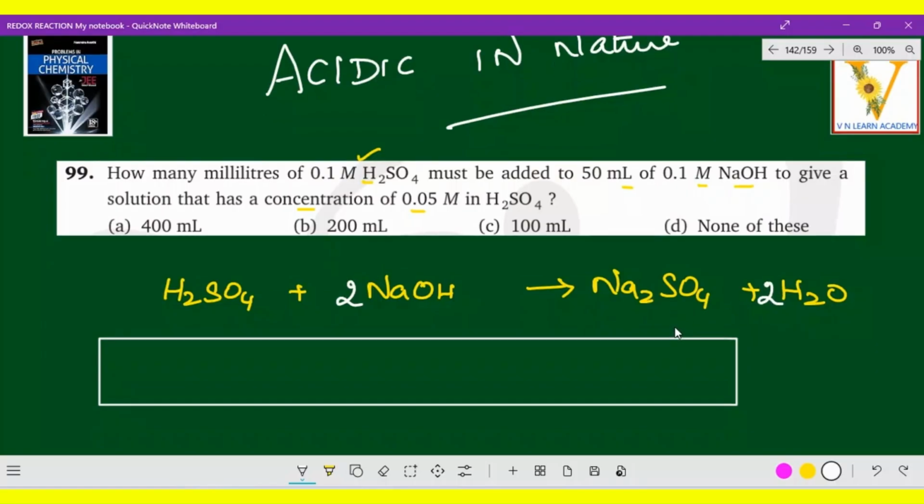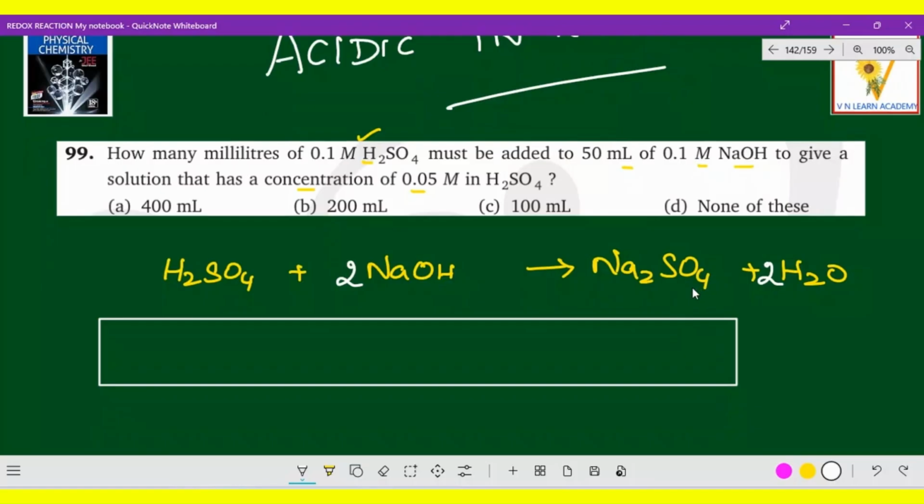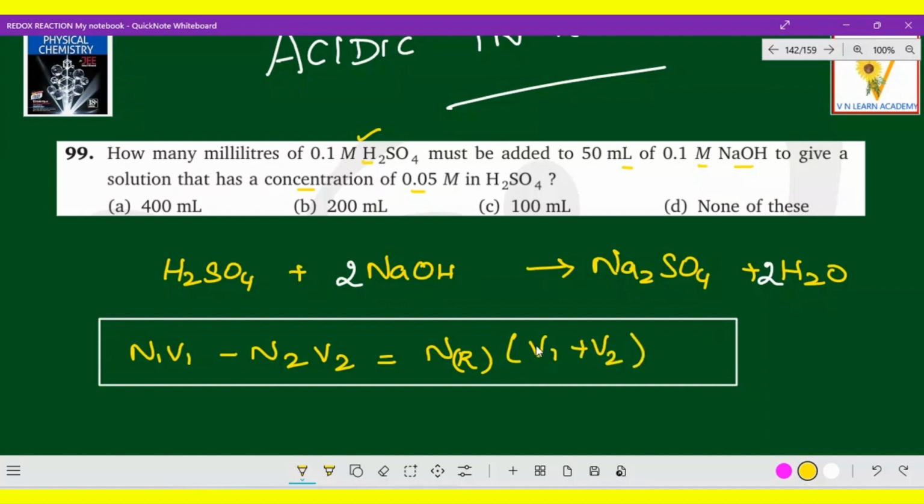Next, we have to find the formula to solve. What formula can we use? We can use this formula: N1V1 minus N2V2 equal to NR, the resulting solution, NR into V1 plus V2. I hope you got that clarity. So N1V1, N is what? Normality. Normality, how to identify? Molarity into n factor. Yes, right. I hope you got that idea.